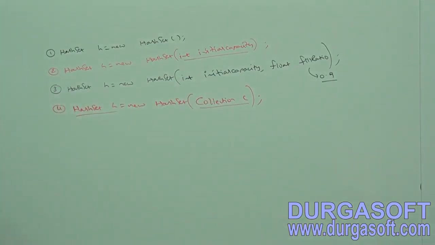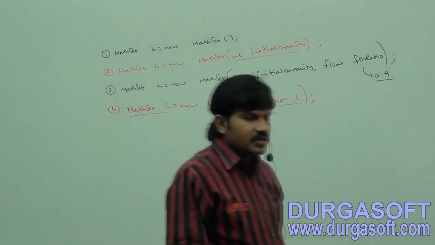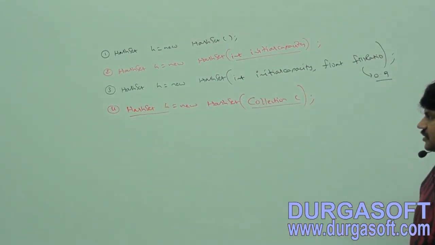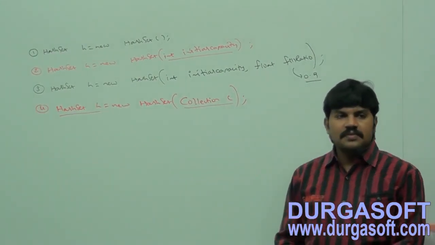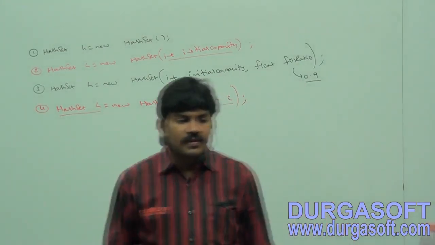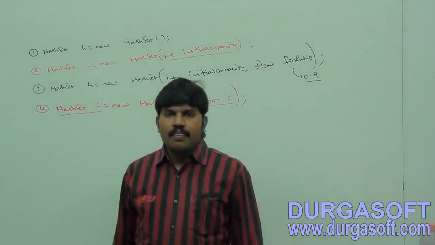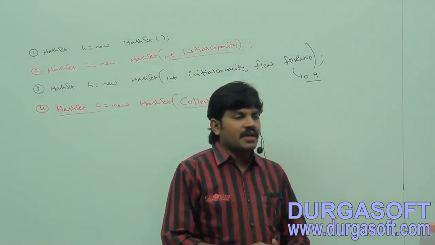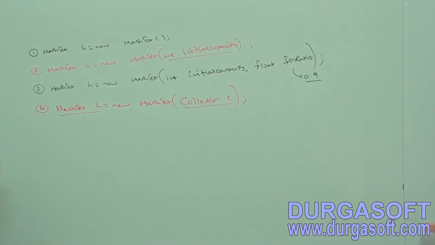Add the fourth one: HashSet h = new HashSet(Collection c). It creates an equivalent HashSet for the given collection.